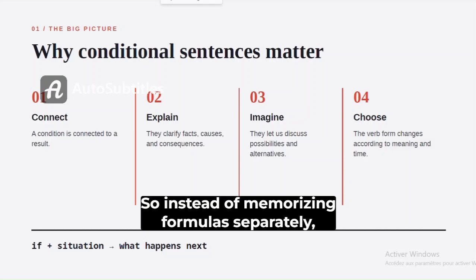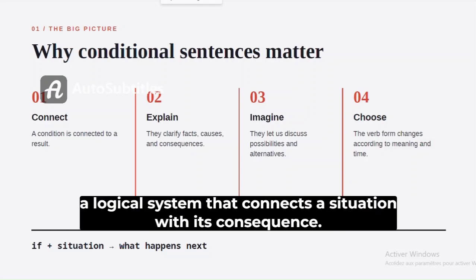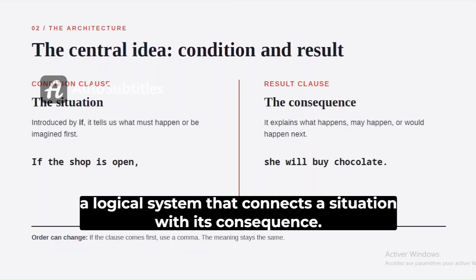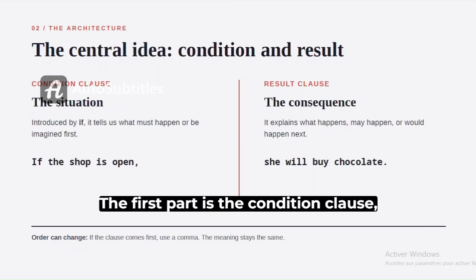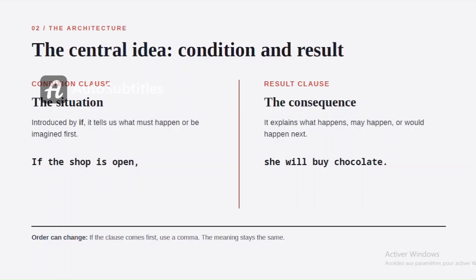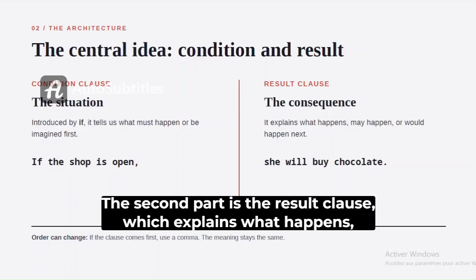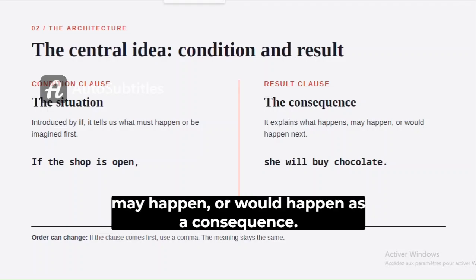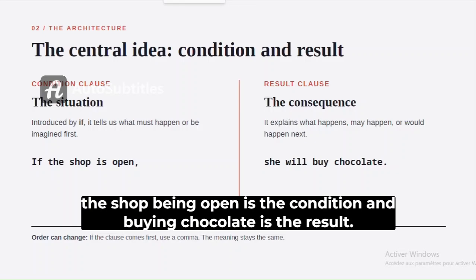So, instead of memorizing formulas separately, we can understand conditionals as a logical system that connects a situation with its consequence. Every conditional sentence has 2 basic parts. The first part is the condition clause, which explains the situation introduced by if. The second part is the result clause, which explains what happens, may happen, or would happen as a consequence. For example, in if the shop is open, she will buy some chocolate. The shop being open is the condition and buying chocolate is the result.